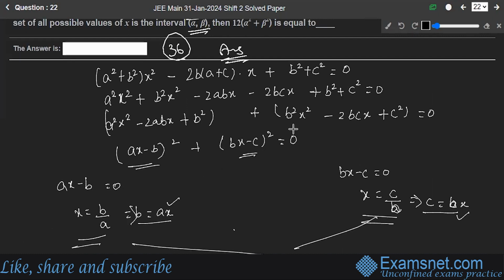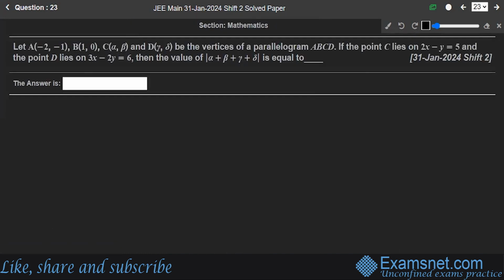Hope you're clear with this. Let's move to the next question, number 23. It says, let A be the point minus 2, minus 1 and B be the point 1 comma 0.